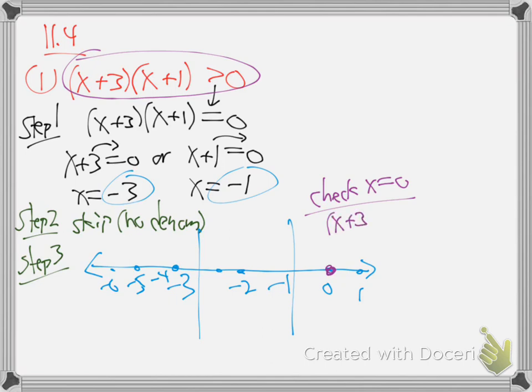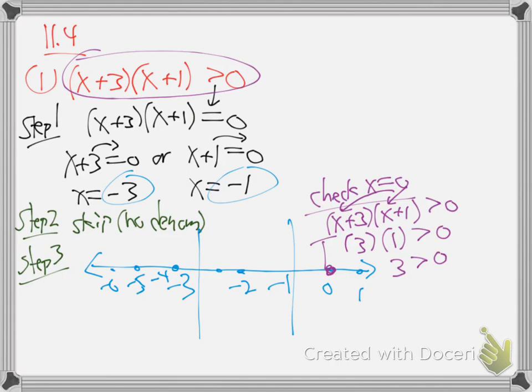All right, so x plus 3, x plus 1, greater than 0. I'm going to plug in 0. What do you get? 3 times 1 is greater than 0. 3 times 1 is 3. 3 is bigger than 0. Is that true? We're checking for truth. Is that true? Yeah, for sure. Yeah, 3 is bigger than 0. True. That means that whole region is truth. That whole region has power, so to speak.